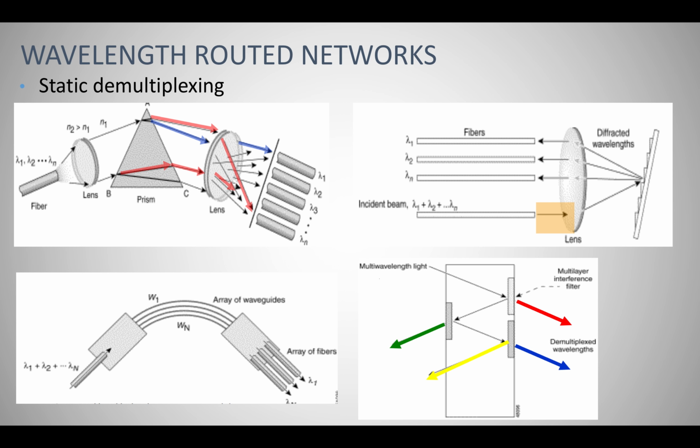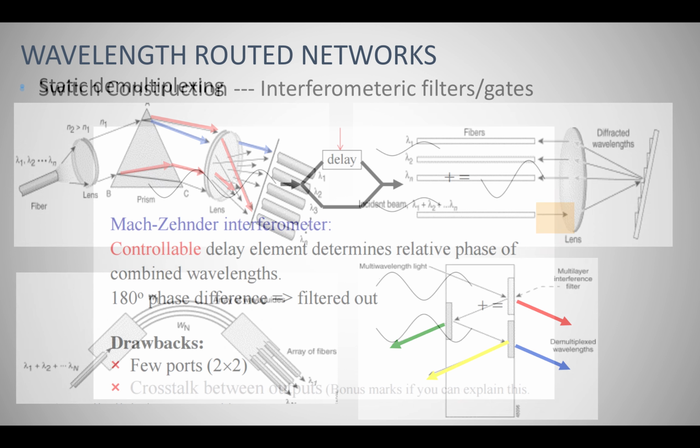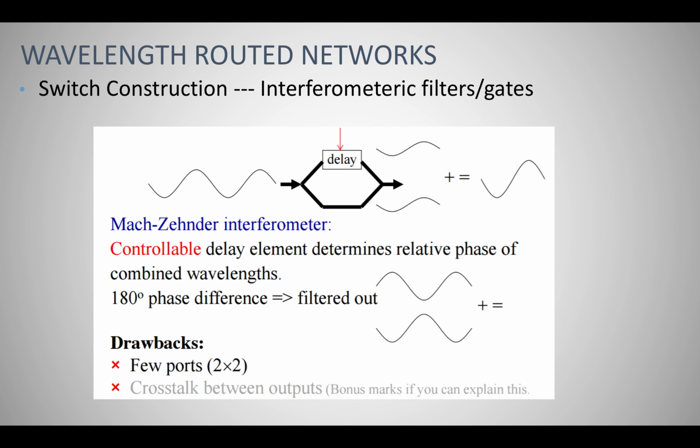So then let's focus on the static demultiplexing, where the physical configuration assigns lambdas to ports, and generally requires precise physical elements. It can be achieved by using refraction, diffraction, interference, and interference filters. It has good thermal stability but high loss, such as yellow wavelengths that are reflected many times. And next, the interferometer filters or gates: a controllable delay element determines the relative phase of combined wavelengths.